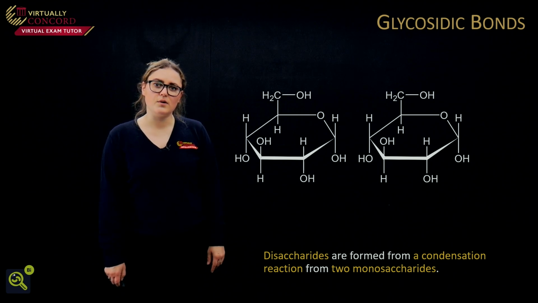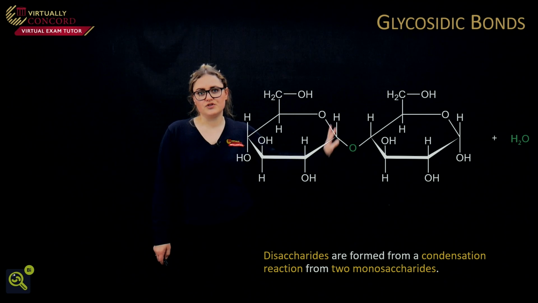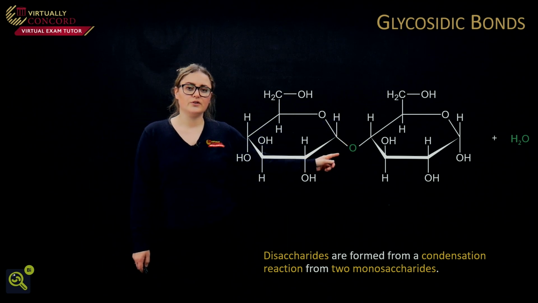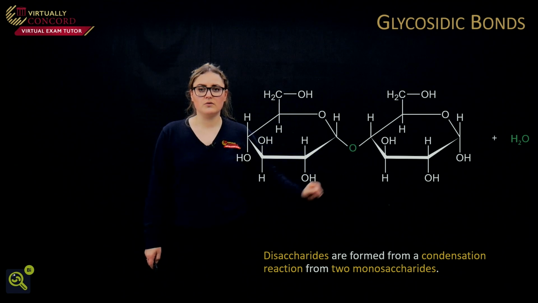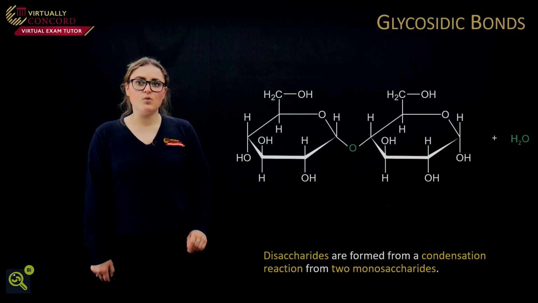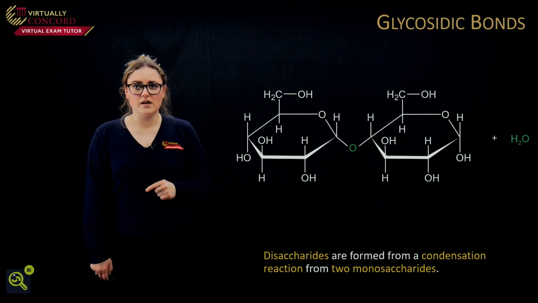So let's see how that works. The hydrogen and the oxygen move over and they create the water, and our oxygen molecule here forms two bonds, one with the carbon on each side. Okay, now this is a 1-to-4 glycosidic link. I'm going to explain that by numbering our carbons.